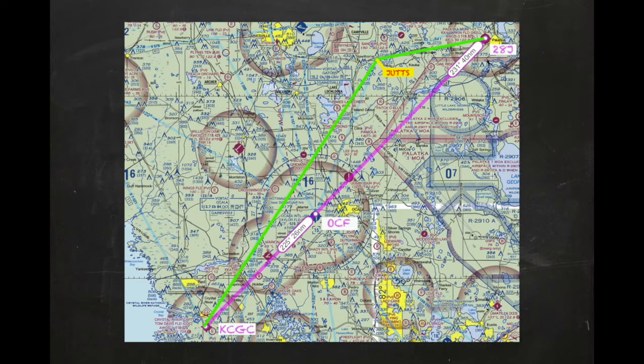Just as we are to depart from 28 Juliet to KCGC, we are advised that the restricted area just southwest of Palaca is hot, as is the surrounding military operating area. At this point, we decide to revise our original route, which took us over the Ocala VOR identifier OCF. Instead, we will proceed to Juts intersection and then direct to Crystal River, KCGC. Let's look at how we add Juts and remove OCF in our flight plan.